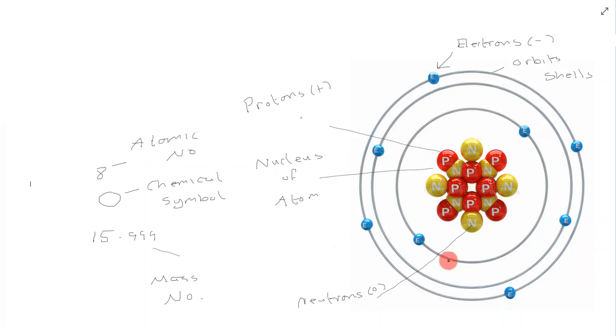Now, also what you'll notice is if you count the number of electrons, so we have 8 protons, and if we count the number of electrons, we have 1, 2, 3, 4, 5, 6, 7, 8. You've also got 8 electrons as well. So again, the atomic number can represent the number of protons and also the number of electrons.